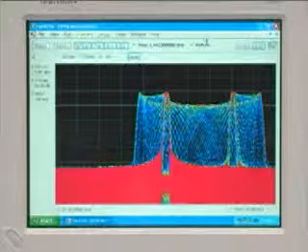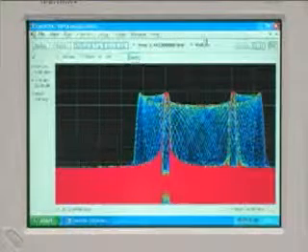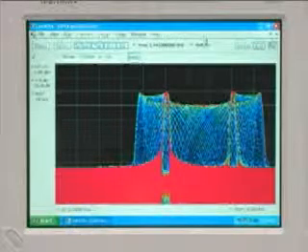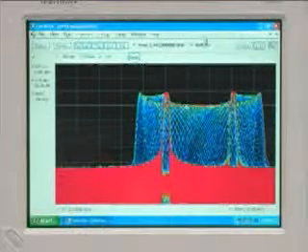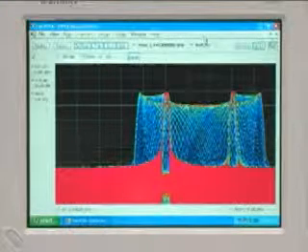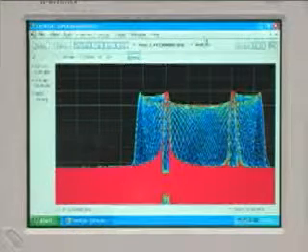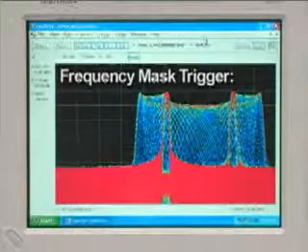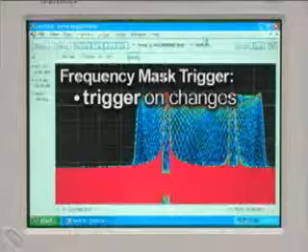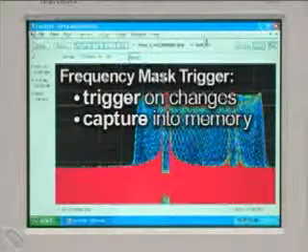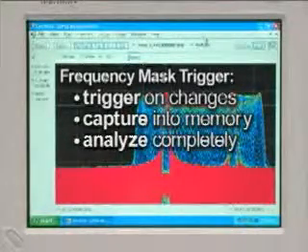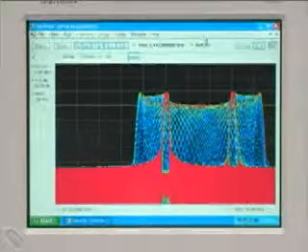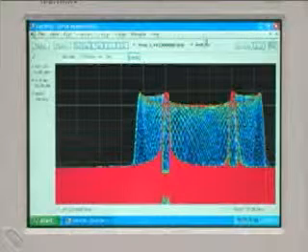The next thing we can do with the RSA5100A that we didn't have available to us with the PSA is the ability to trigger and capture that specific frequency transient event. After we observe the transient frequency event with the digital phosphor spectrum display, we can set up the RSA to use the frequency mask trigger, which can selectively trigger on changes in the frequency domain, capture the entire transient into memory, and analyze it. This greatly simplifies the troubleshooting process that would be required with a legacy spectrum analyzer.